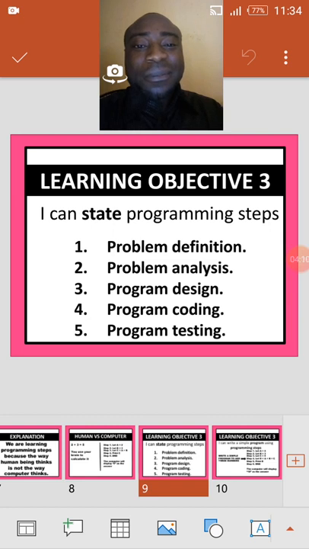Then 3, program design. That is, he designs the program on a piece of paper. He writes a rough sketch on a sheet of paper. Then 4, program coding. This is where he will use a programming language to write the program. That is what we mean by program coding.